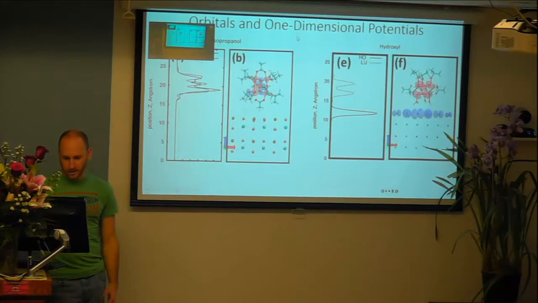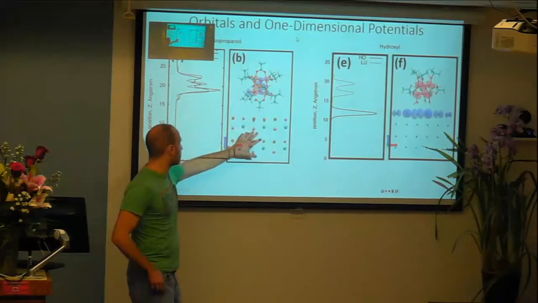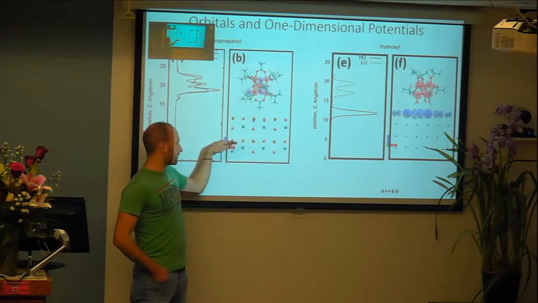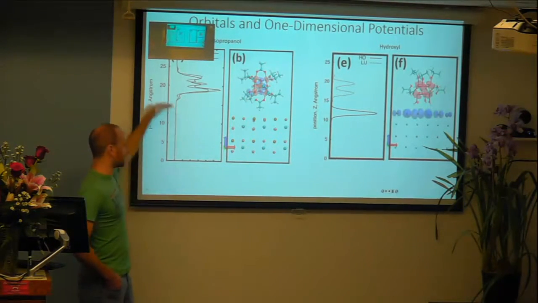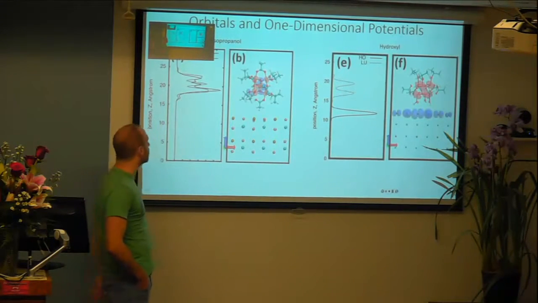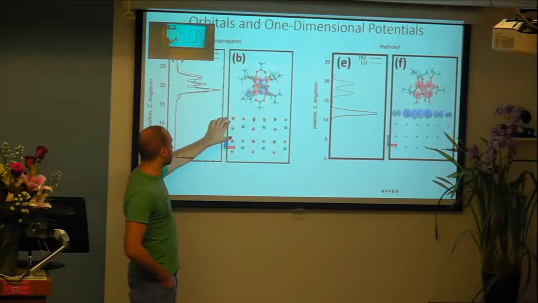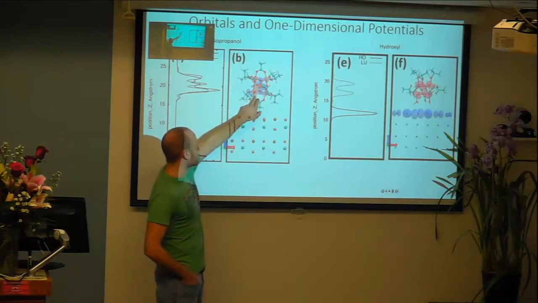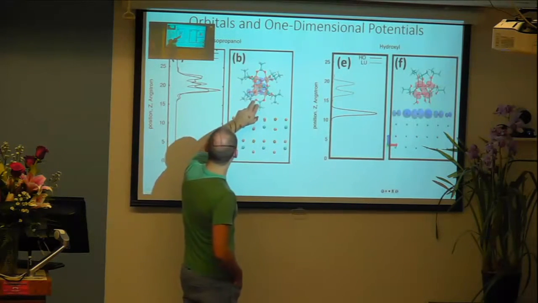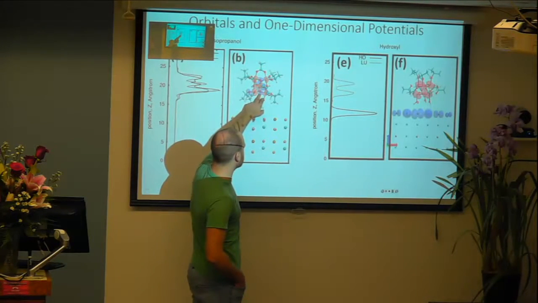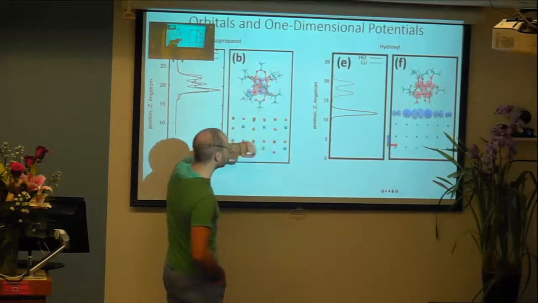These are some plots of orbitals, and these are one-dimensional potentials obtained by integrating over the x and y dimensions to yield essentially a one-dimensional probability of finding an electron in some region. In the isopropanol case, you can see that, well, you can't really see that. I can't remember which is which, but I think it's the same between them. The blue orbitals are the HOMO. The red ones are the LUMO.